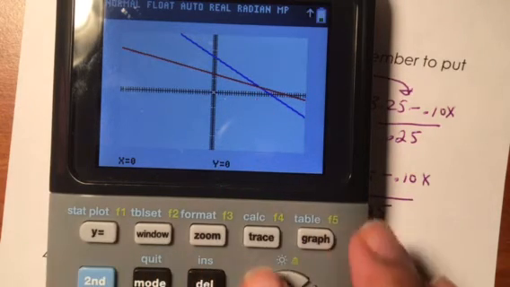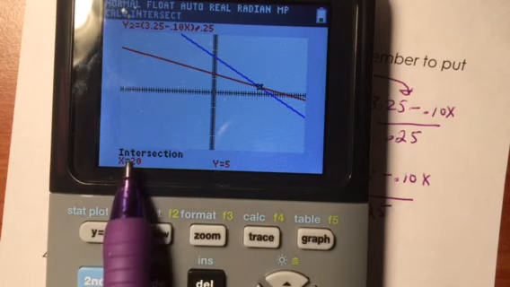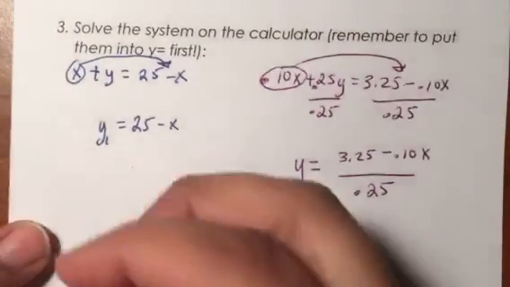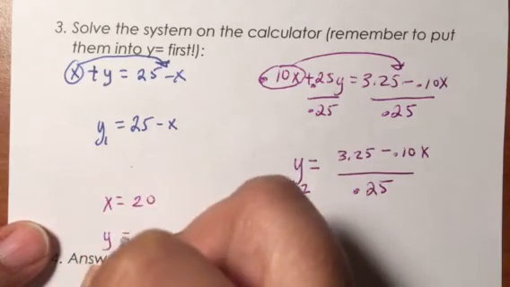So now I'm going to press second trace 5, and then we're going to enter 3 times. So here's our intersection. So remember, that's the word that we're looking for. So X is 20 and Y is 5.